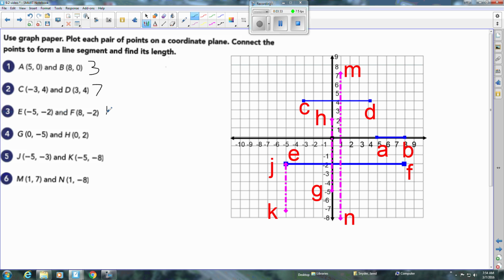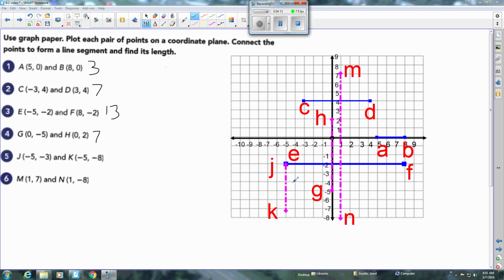Again, if you just keep the ones the same, like the -2 here and the -2 here are the same, and then find how far apart 8 to -5 is, it's obviously going to be 13 units. This one, if you look at it, is going to have to be 7 units. Let's go check it. GH is going to be, okay, I just had an interruption, so I have to look back to see where we are. We're going JK, which is -5, -3, -5, -8. So if we look, these two are the same, so you look at the ones that are different. So -3 to -8 should be a difference of 5.